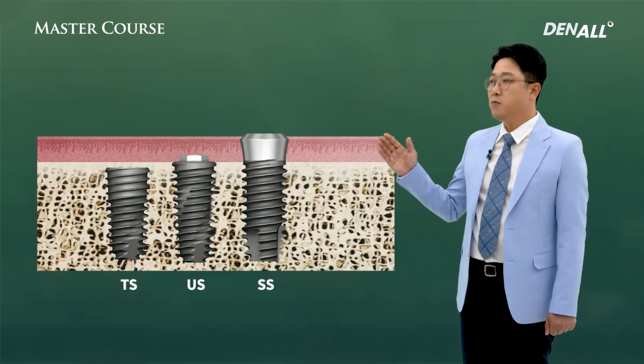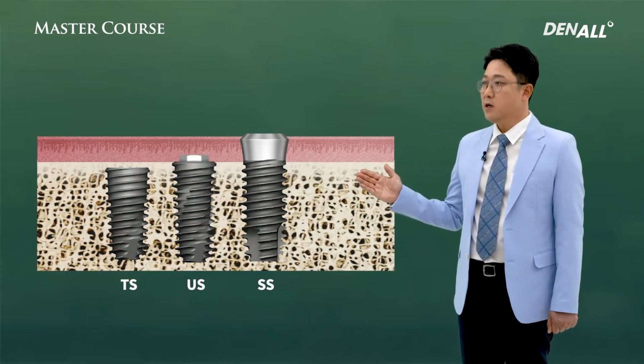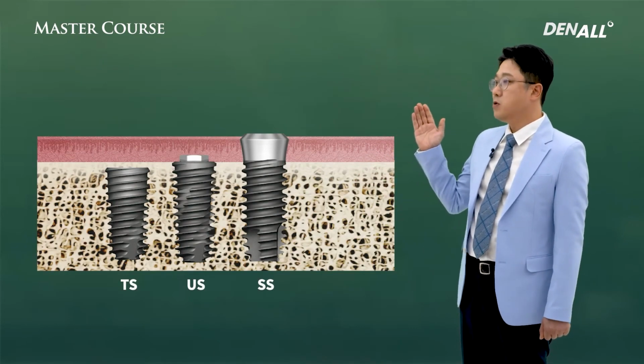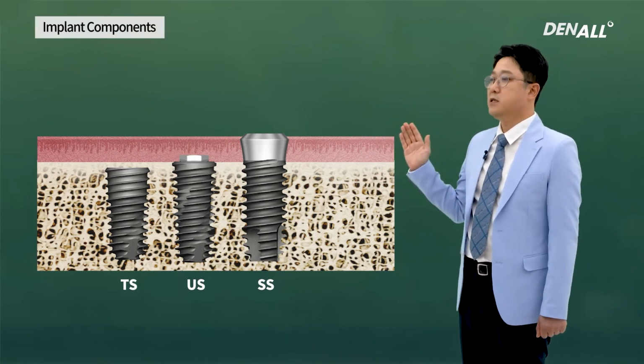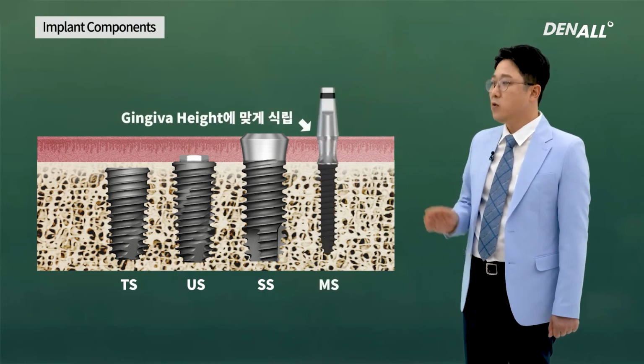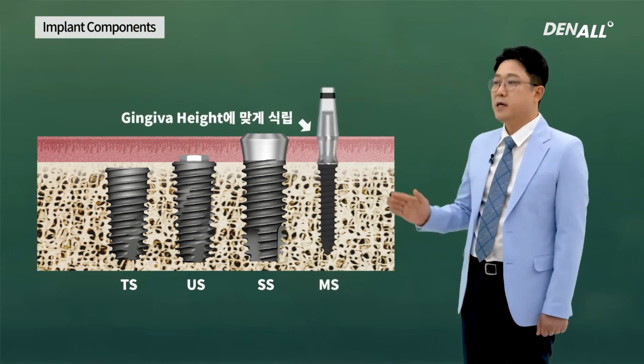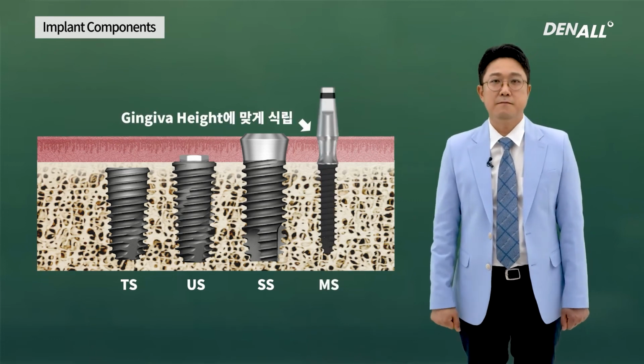PS implant needs to be placed deeper than bone, US implant following the bone height, and SS implant should be placed following the gingival height, and MS implant should also be placed following the gingival height.